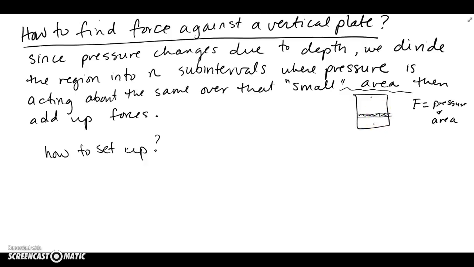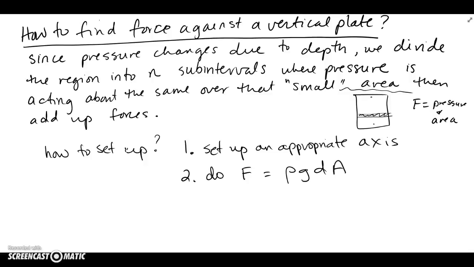So how do we set up the whole thing? I'm going to give you a couple of steps. First thing, as before when we were dealing with force, you want to set up an appropriate axis. So you set up an x and a y axis for yourself with the picture given so that things don't get confusing. Number 2, you just do force, which is rho g d a. However, the rho g d a that you deal with is not as simple as the horizontal plate. The rho and the g are the same. The density of water is still the same. And the g, acceleration due to gravity, is still the same.